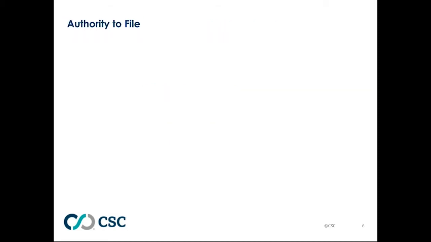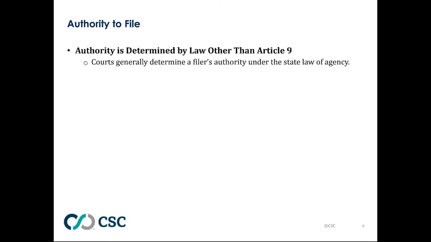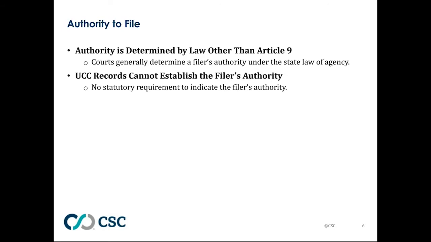Now, when it comes to determining authority to file a record, it's important to understand that the authority is established by law other than Article 9. Article 9 doesn't determine whether a party was authorized in any particular situation. That's typically done under the state's law of agency. So it's not something found in Article 9, and as a result, it's not something that's reflected on the UCC records. UCC records simply cannot establish a filer's authority. It's not there.